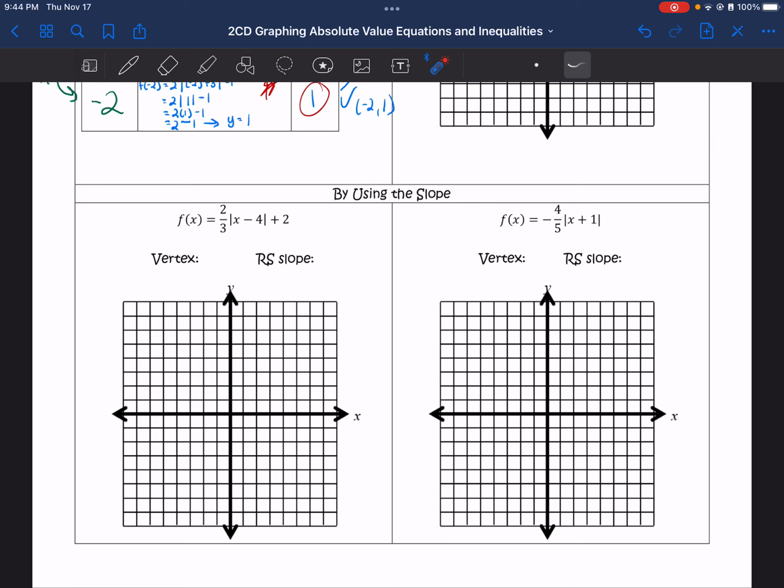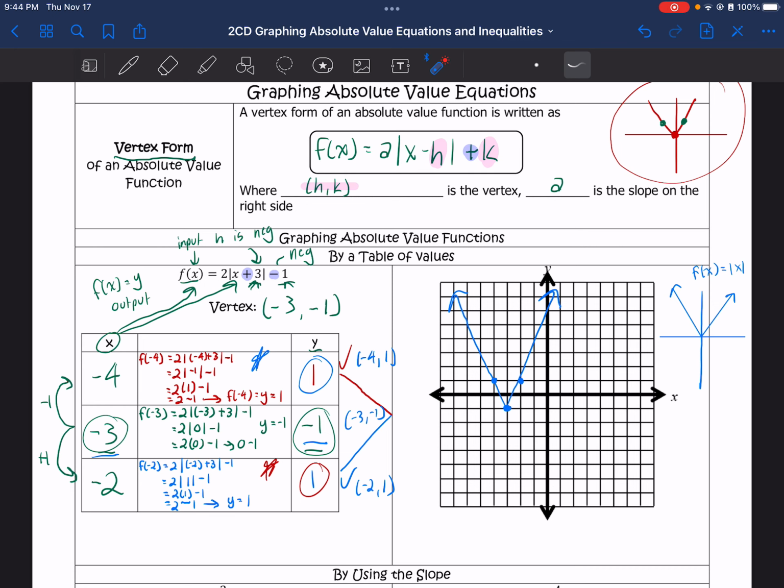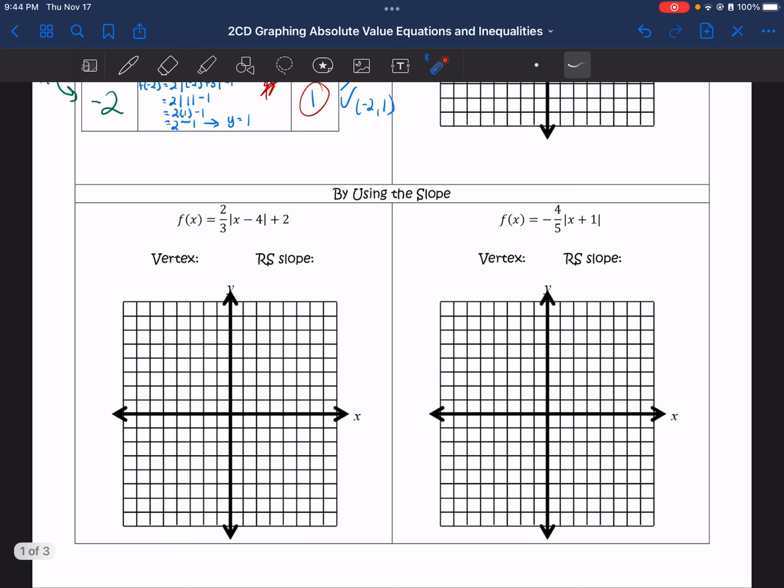However, you will not be able to use this for other functions that are put into vertex form. Other functions that are put into vertex form will have to use the table methods, the table of values. But this special absolute value graphing method is by using the slope of our absolute value.